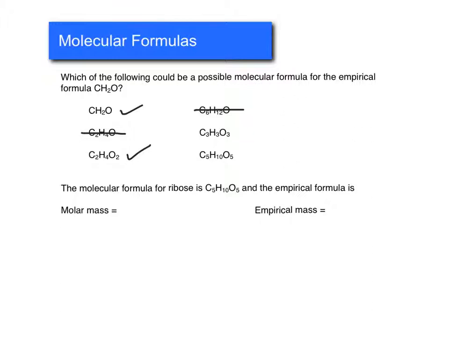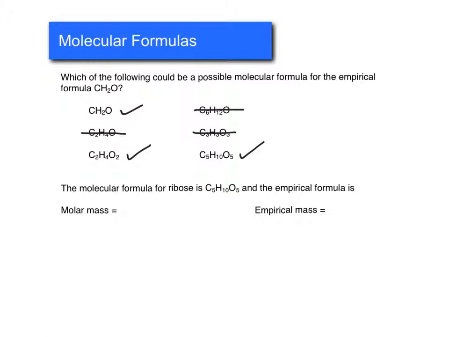All right, and our ratio of carbon to hydrogen to oxygen is 1 to 2 to 1. So in this example where we have C3H3O3, that could not be the molecular formula because that's a ratio of 1 to 1 to 1. Okay, and then finally we have 5 to 10 to 5. And so that is also a ratio of 1 to 2 to 1. It's where all of our subscripts are multiplied by 5.